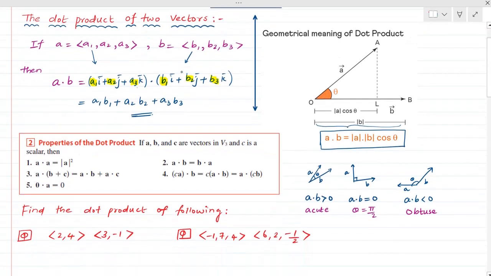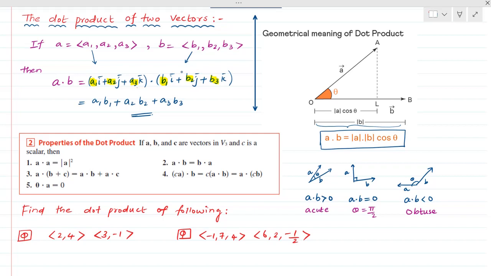When A dot B is more than 0, the angle will be acute, less than 90. When it is equal to 0, the theta will be 90, and we say it is perpendicular. So A and B are perpendicular to each other when theta is equal to 90. When you get less than 0, it is an obtuse angle, more than 90 degrees.